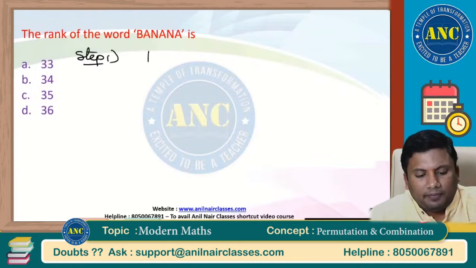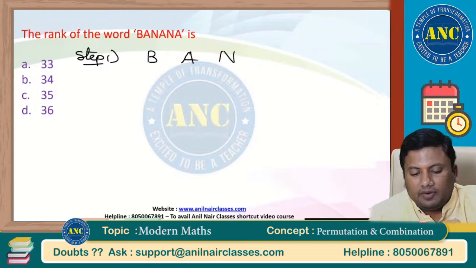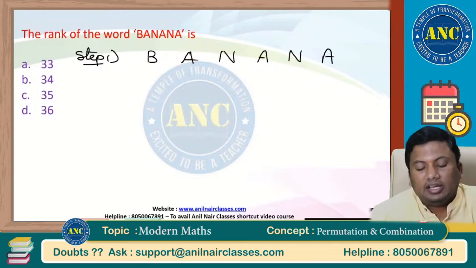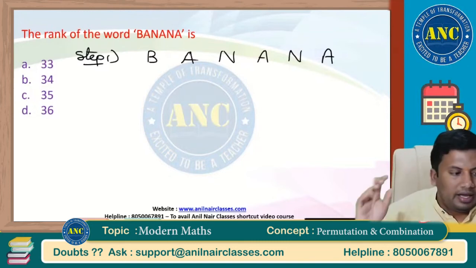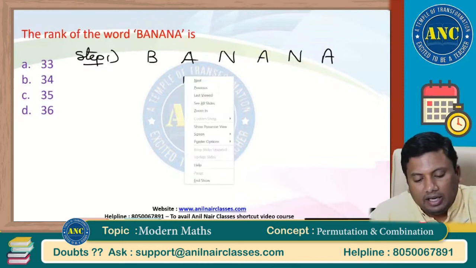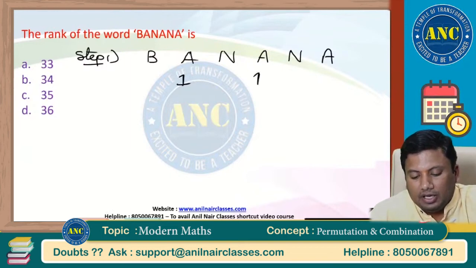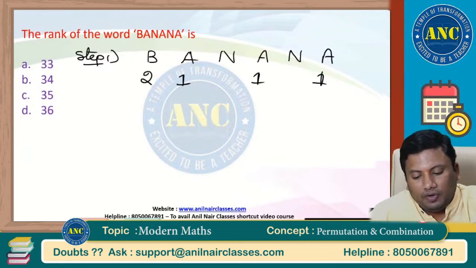Step number 1. First write down the letters of the word in sequential order: B-A-N-A-N-A. Now write down the letters in alphabetical order. A will come first. Here A will come first, then B, C, D. Again A comes first, again it is nothing but 3.